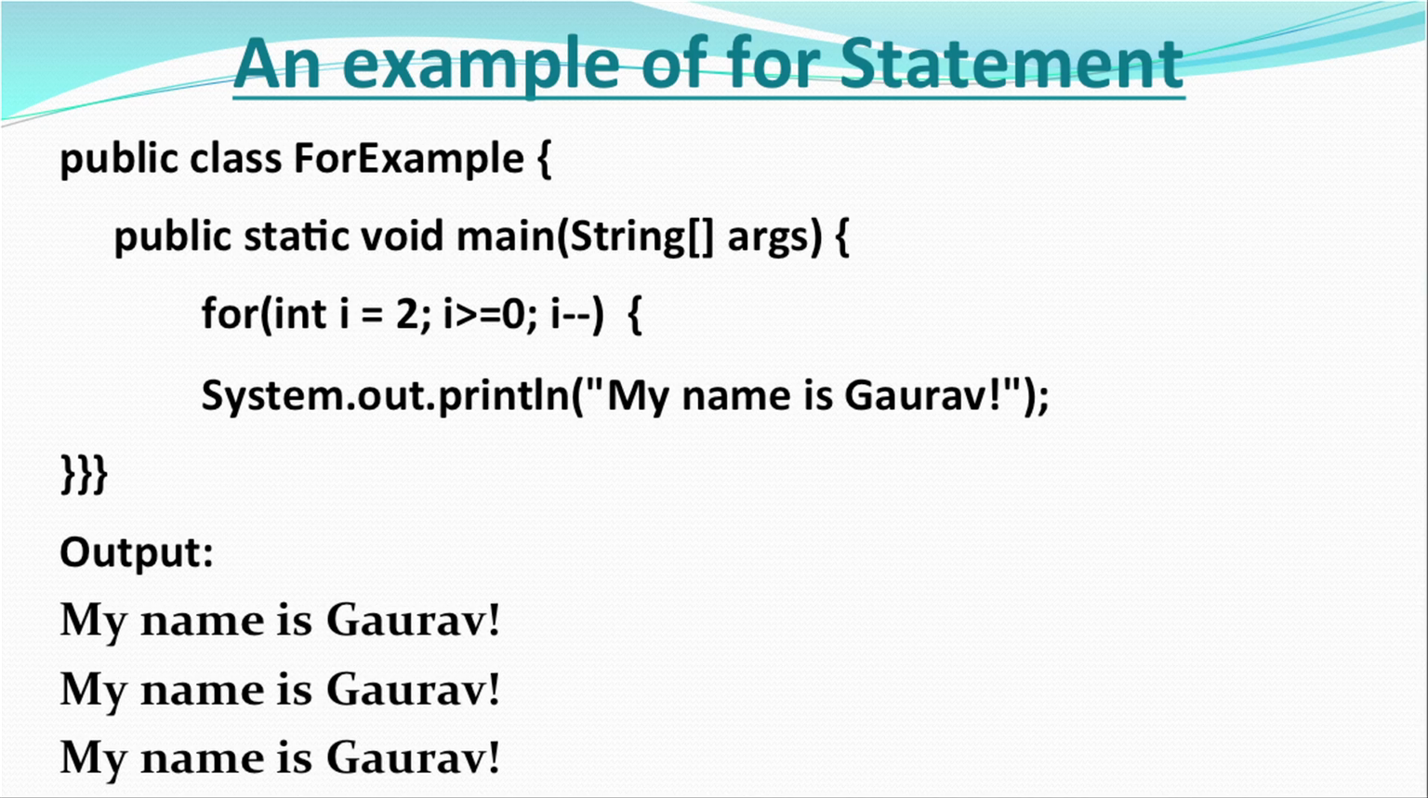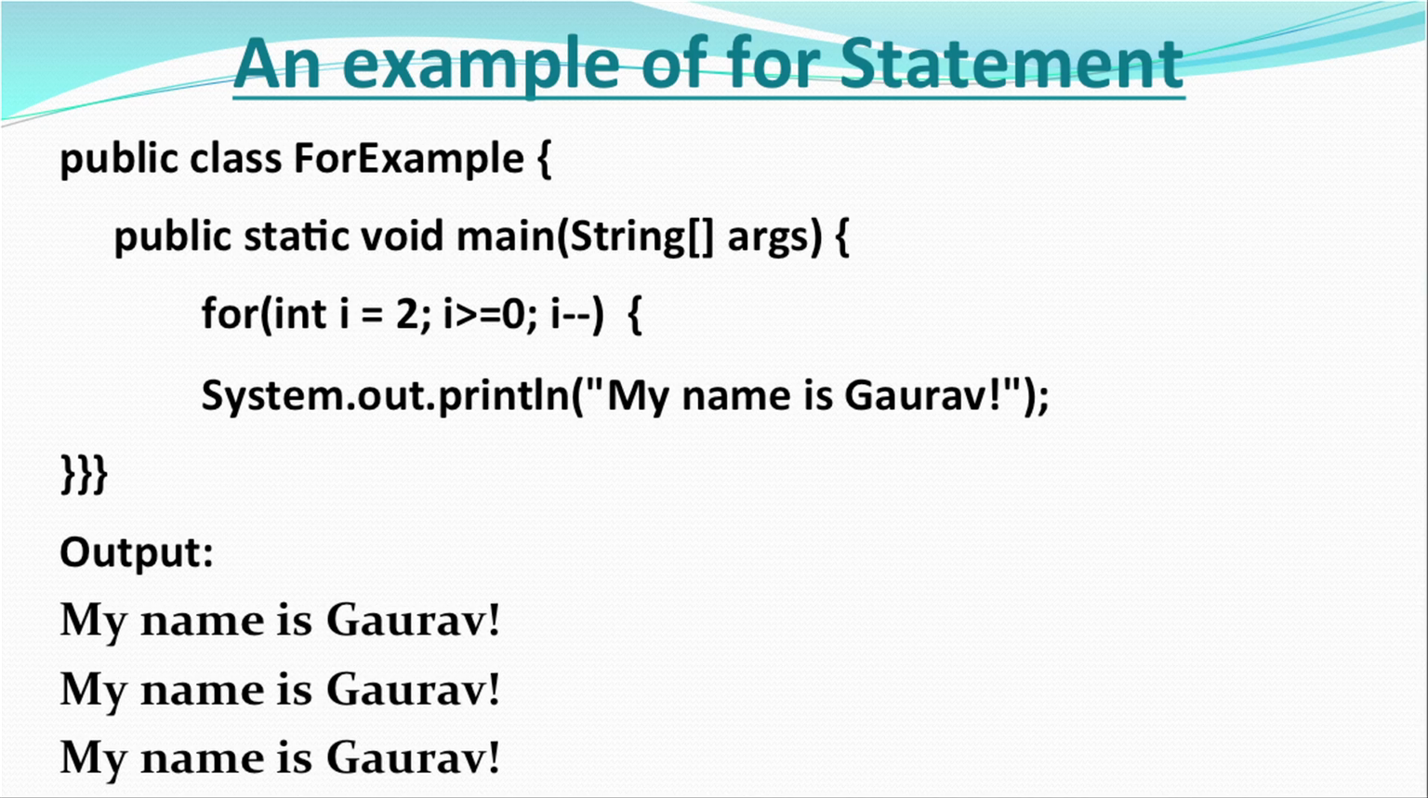Now the next line, the block of code that is following the for loop, is System.out.println, and in parentheses "my name is Gaurav". Now what will be the output? The first time the value will be i = 0, and therefore 0 is less than or equal to 2. This condition will be checked, and what value will it return? It will return true, because yes, 0 is less than or equal to 2.